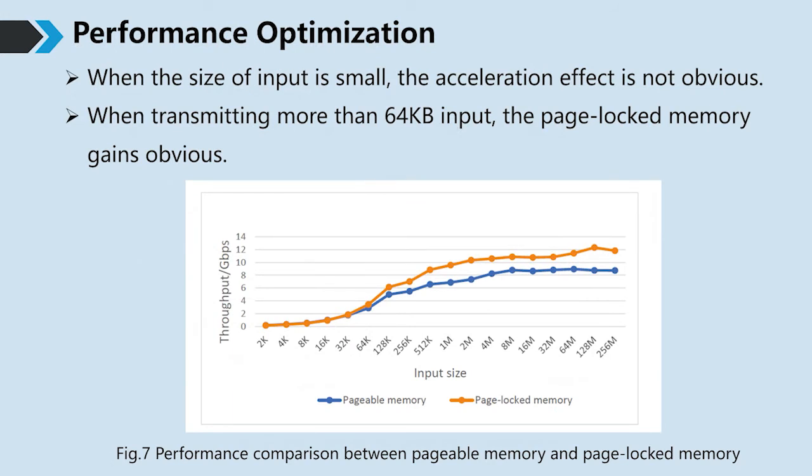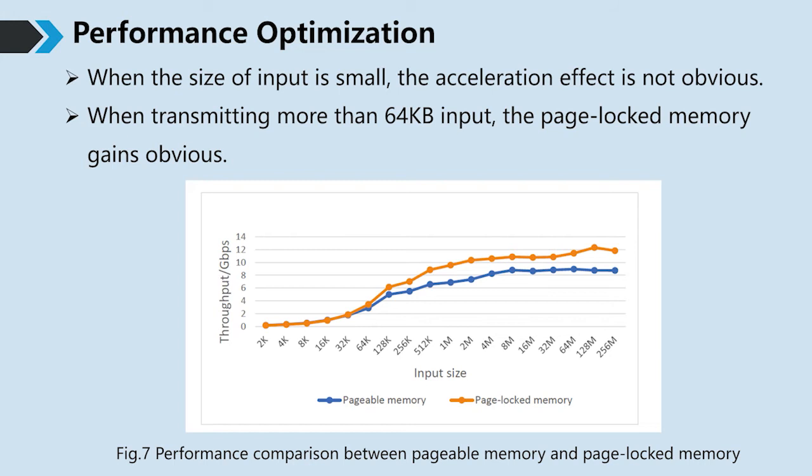Also, the allocation and release cost of page-locked memory is higher than that of pageable memory. It can provide higher transmission throughput for large-scale data transmission. Figure 7 shows the performance comparison between pageable memory and page-locked memory. It can be seen that when the size of input is small, the acceleration effect is not obvious. The reason is that the initial cost of page-locked memory is basically the same as the benefit from processing data.